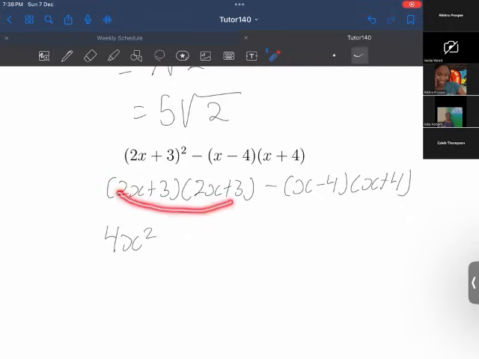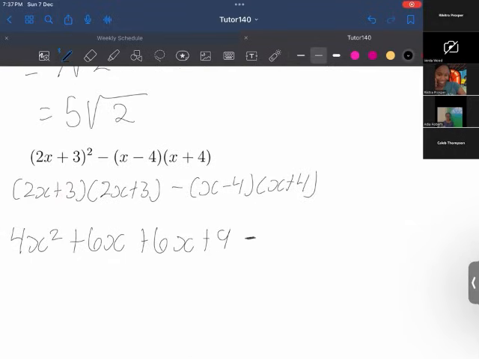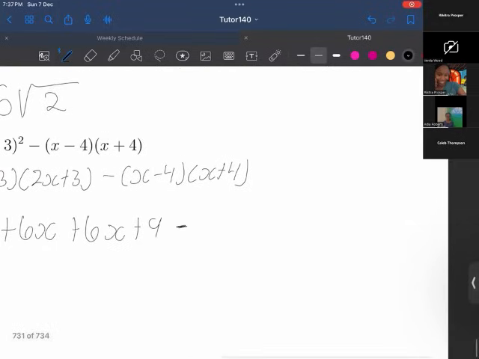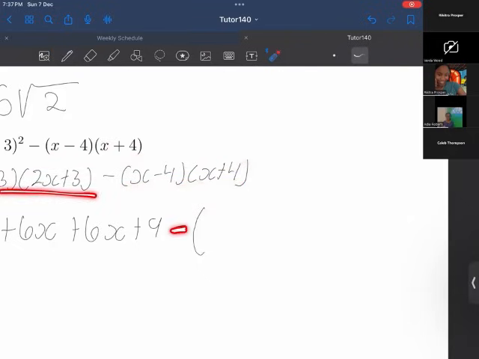2x times 3, that's 6x, so 4x squared plus 6x. 3 times 2x is 6x. 3 times 3 is 9. Over here, I'm going to put a minus and then an open bracket, because we have to multiply this out, and this whole entire thing is being subtracted from this. So I'm going to put a minus and then put a bracket there.